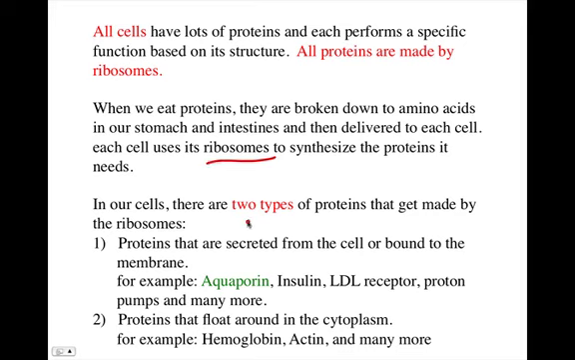There are two basic types of proteins we could talk about that get made in our cells by ribosomes. There are proteins that are secreted from the cell or bound to the cell membrane, and one of the examples of that is aquaporin. And then there are proteins that float around in the cytoplasm.